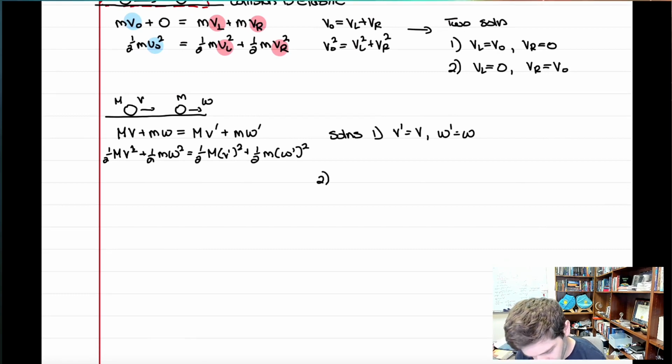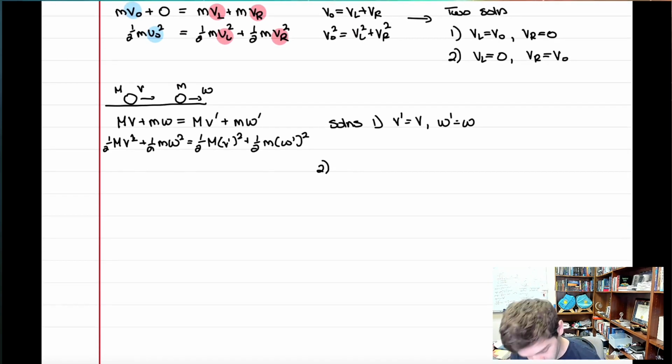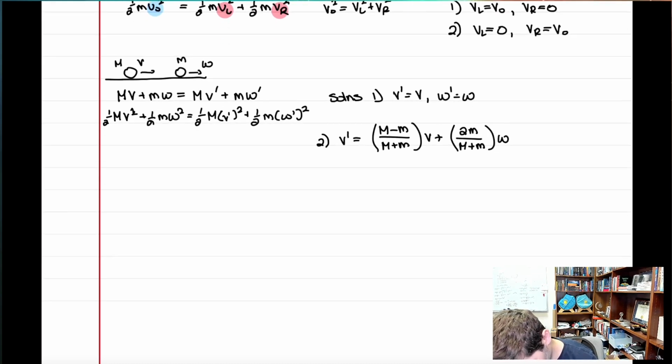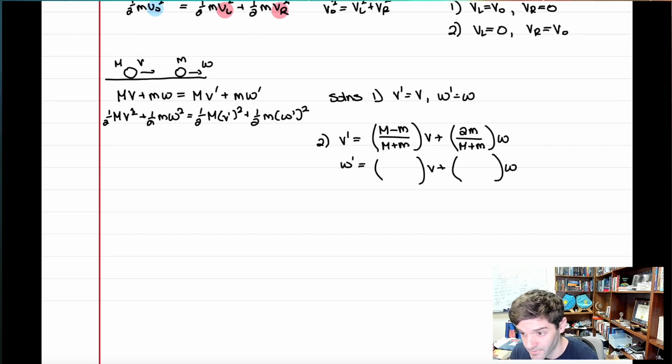The more interesting solution, not too hard to solve for but takes a little bit of work, is that you can write down what V dash and omega dash should be in terms of all the m's and the initial velocities. So let me write it down and I'll let you copy. Essentially, there's always a term that's multiplied by V, and then a term that's multiplied by the original omega. And the denominators are always the total mass.